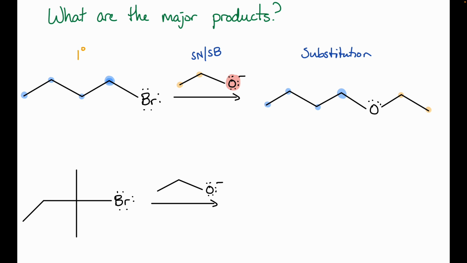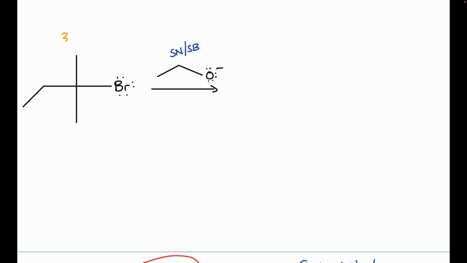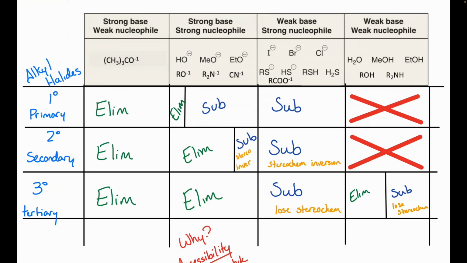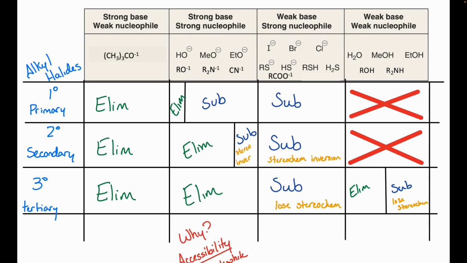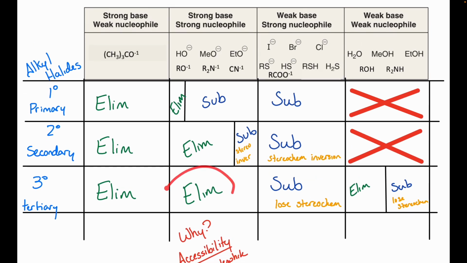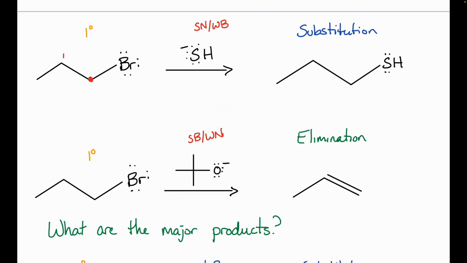We're going to keep our reagent the same, strong nucleophile, strong base. But now what's the classification of our alkyl halide? Now we have a tertiary alkyl halide. And because those tertiary alkyl halides are so crowded, instead of having a substitution product, we're going to get that elimination product.